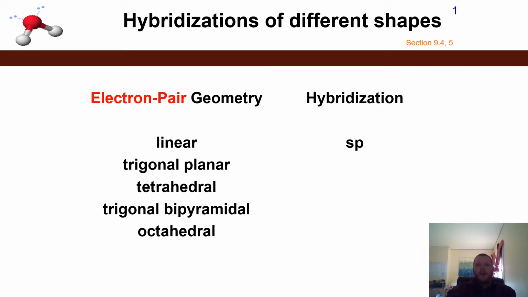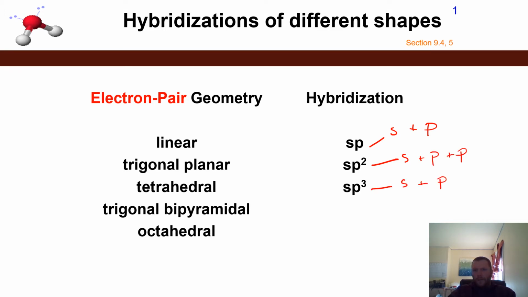Well, a linear molecule is going to have sp hybridization. Trigonal planar is sp2. Tetrahedral is sp3. Now keep in mind what this is. This is an s orbital plus a p. This is an s orbital plus a p plus a p. This is s plus a p plus a p plus a p. So when we get into these higher order things, think about what those looked like.